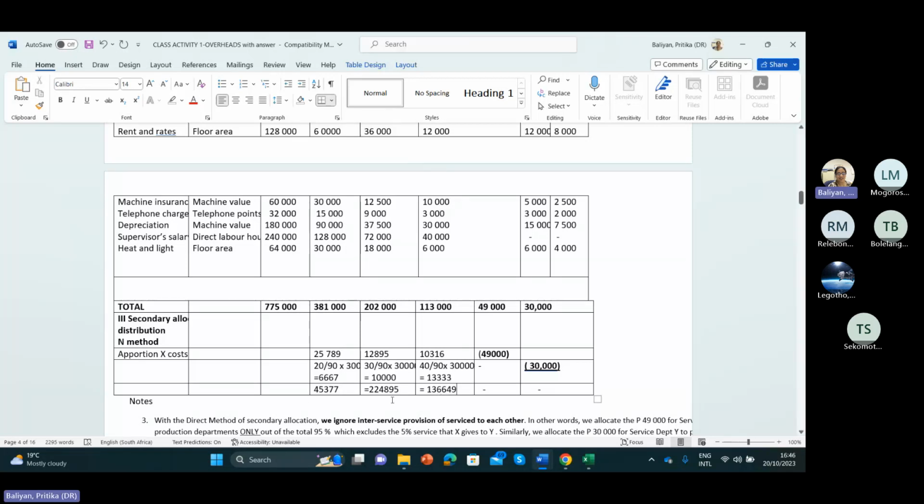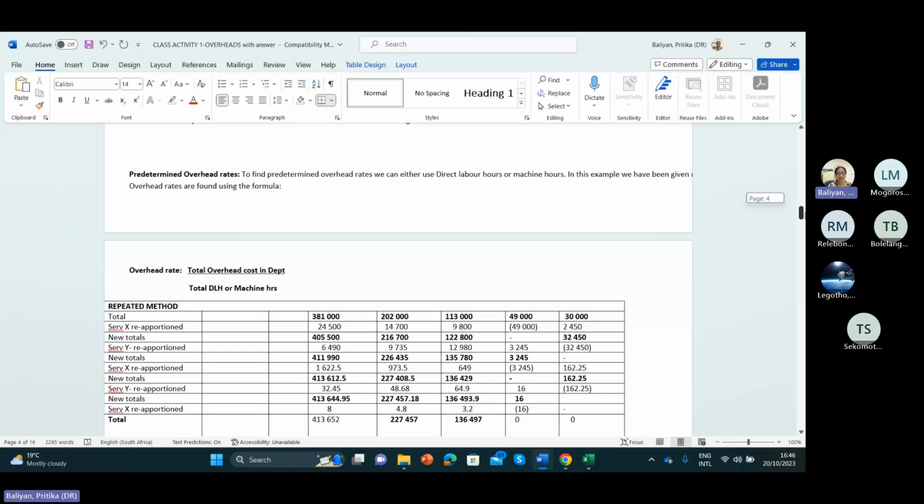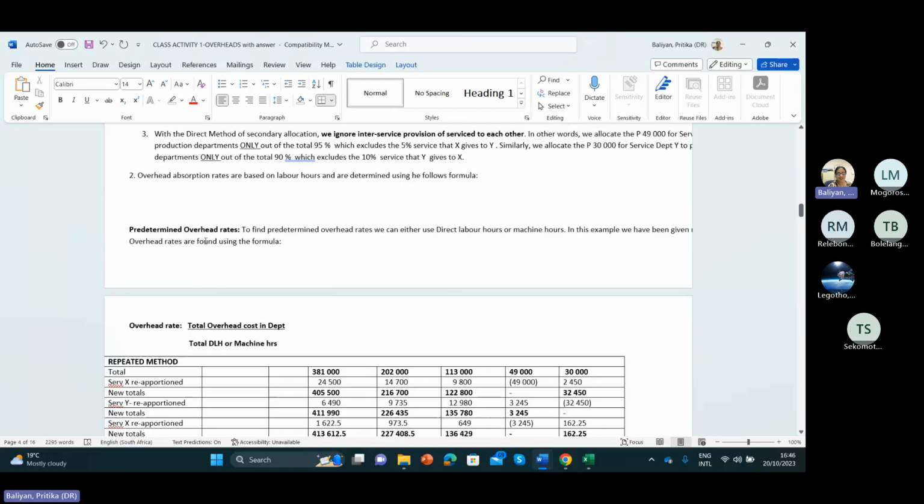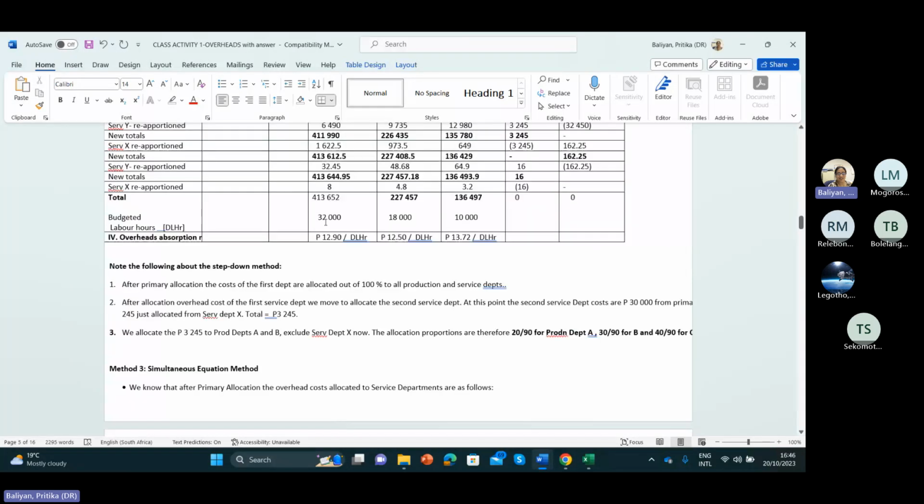So after calculating the total with the direct distribution method, we calculate the predetermined overhead absorption rate. To find it, we can use either direct labor hours or machine hours, or if both are given, we can choose which one is better. In this question, we are only given the direct labor hours.